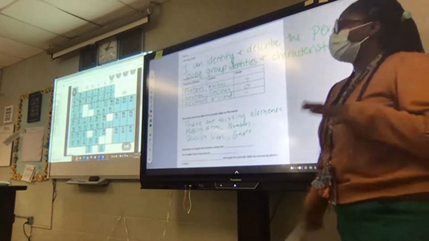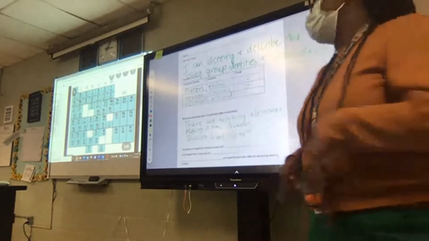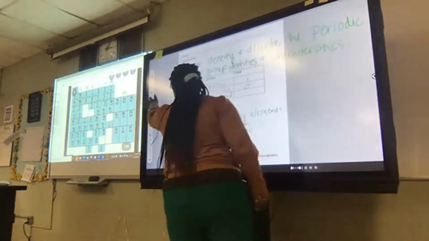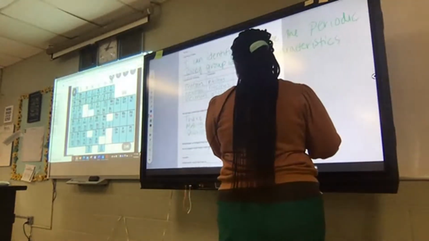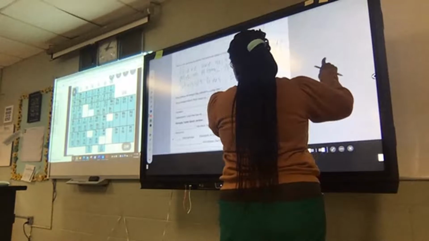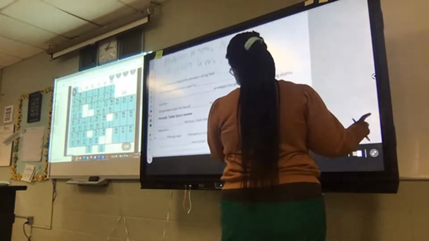All right, so now let's figure out what happened here. This periodic table was discovered and ordered by a man named Mendeleev. What's his name? Mandolin, I know him.